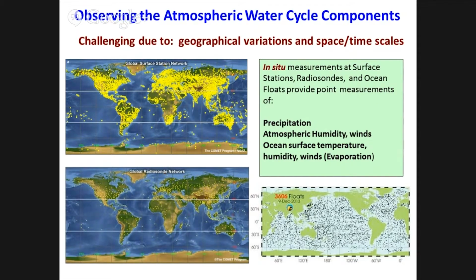As you can see, they're non-uniform, and from place to place, instruments can be different, so their calibration properties and their accuracies can be different too. So global estimates based on ground-based measurements are sometimes quite uncertain or inaccurate.